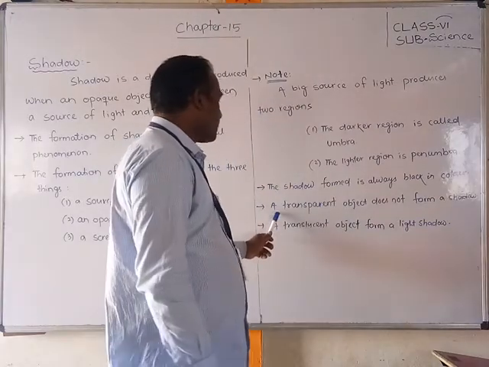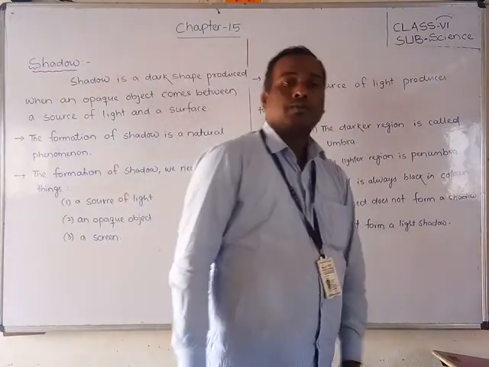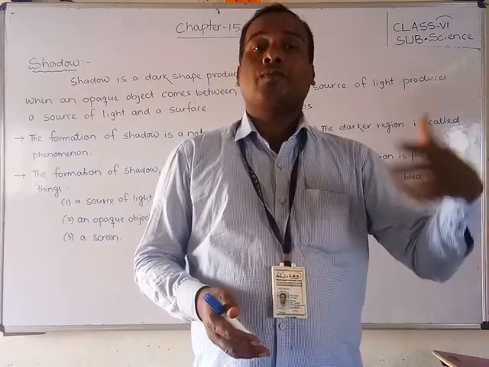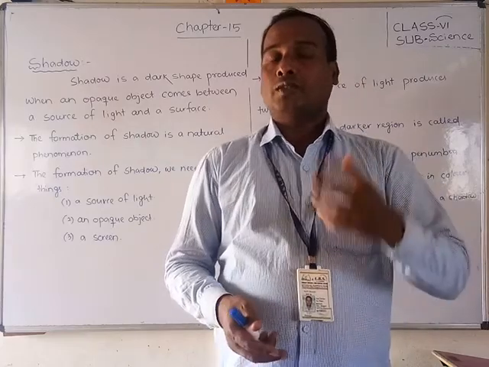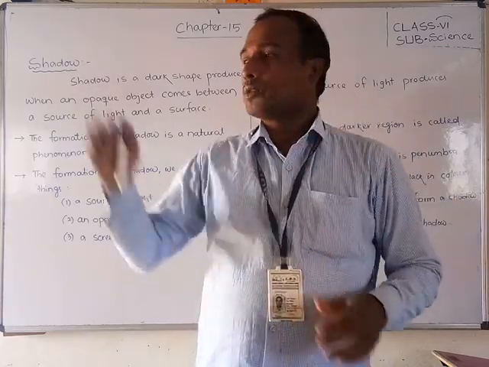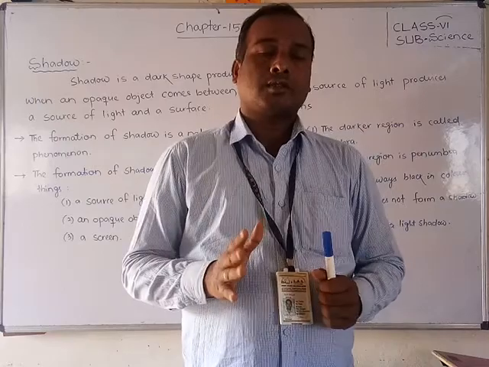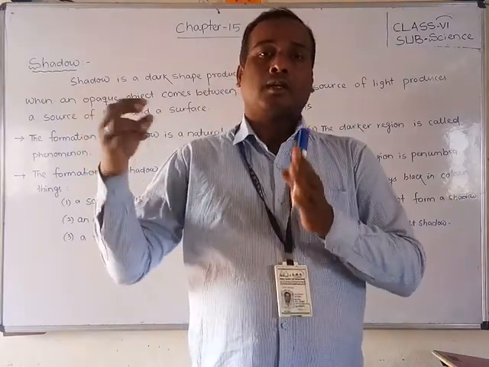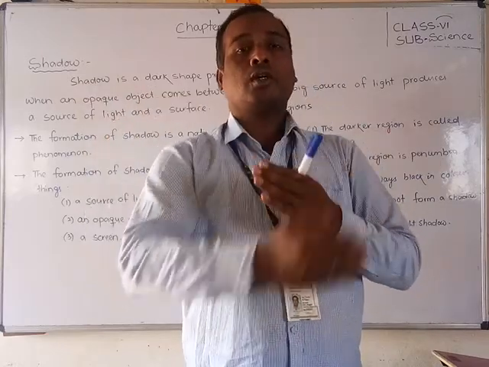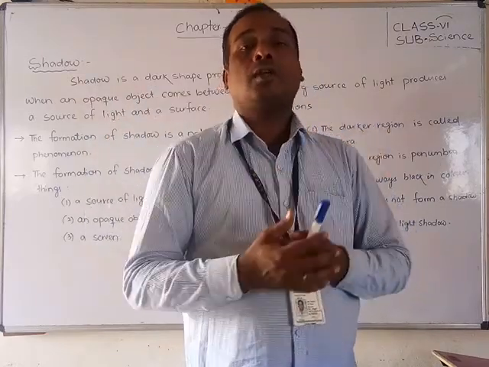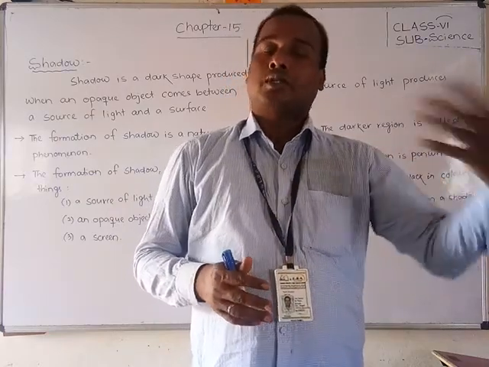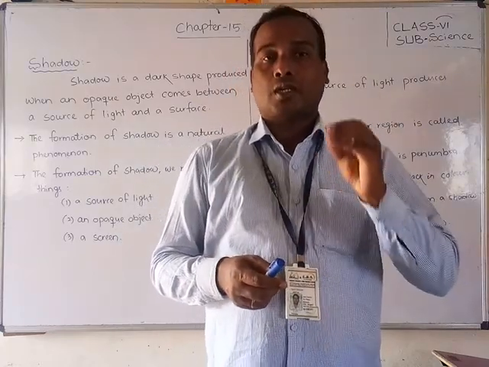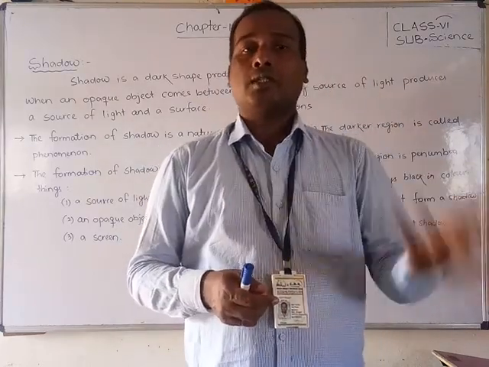Okay, a transparent object does not form a shadow. Already I have told you, only opaque objects can form a shadow. If you keep a transparent glass in front of sunlight or any light, is it possible to make a shadow? No, because the light rays will pass through the glass. So that's why a shadow is never formed. Okay, you should remember that, friends, that transparent objects cannot make shadows.